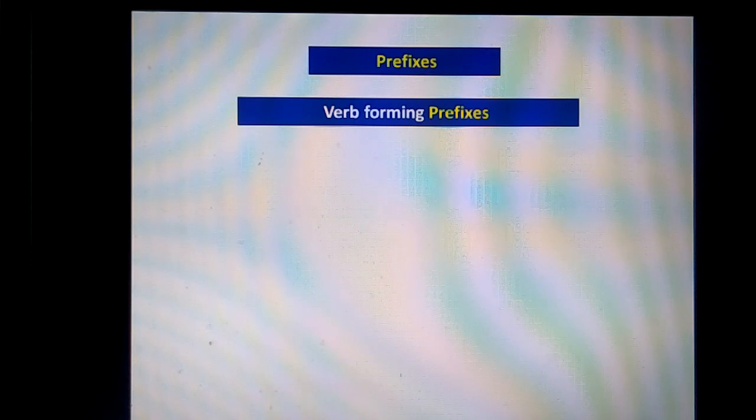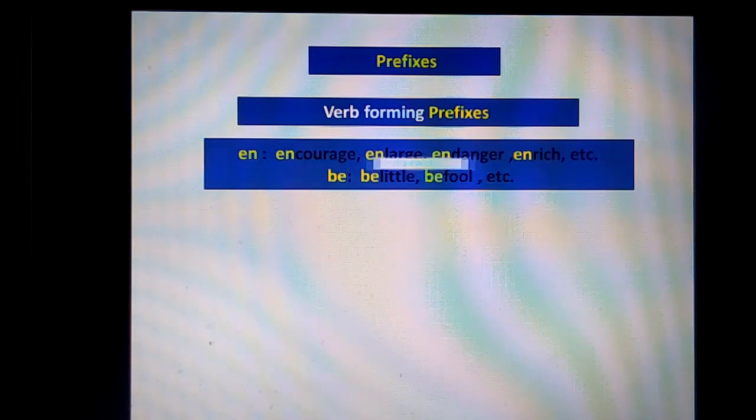Now let's focus on prefixes. We have covered so many suffixes. Now let us focus on prefixes, verb forming prefixes. We have two verb forming prefixes available at your level. So I have given the common verb forming prefixes: en: encourage, enlarge, endanger, enrich, etc. Be: belittle, befull, etc.